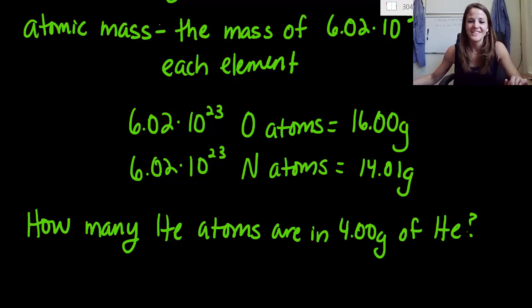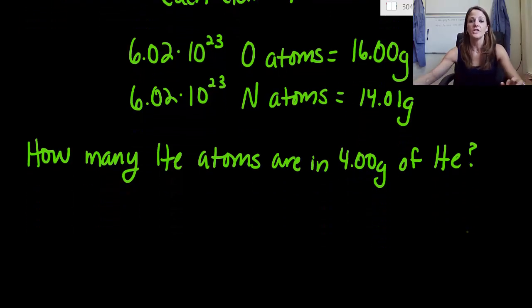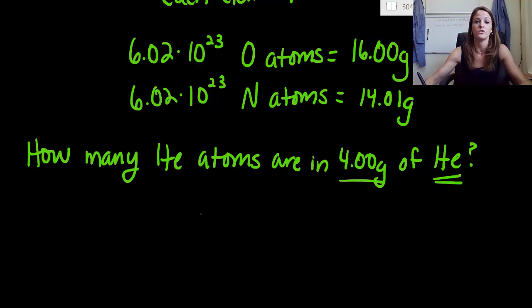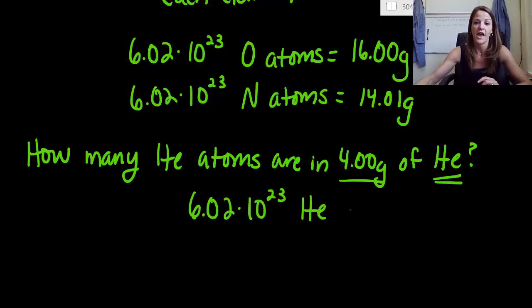All right, did you get an answer? Hopefully you did. All you had to do was go to the periodic table and find helium. Once you found helium, you needed to look at the atomic mass in the little box for helium and determine what it was. Luckily, the atomic mass is 4.00 grams. So we know immediately that in 4.00 grams of helium, we have 6.02 times 10 to the 23rd helium atoms. It's very straightforward when these numbers match.